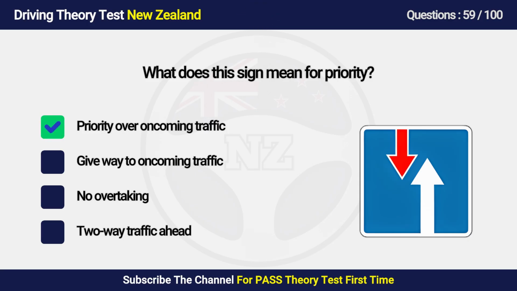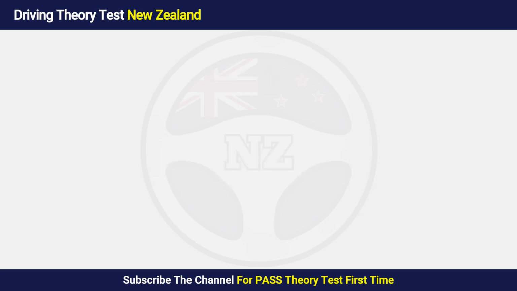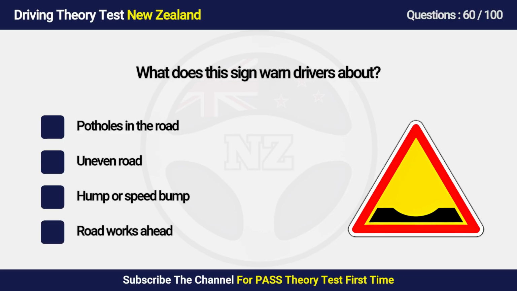Answer is A. Priority over oncoming traffic. This priority sign grants you priority over oncoming traffic in a narrow section of road. Oncoming vehicles should give way to you. Question 60. What does this sign warn drivers about?